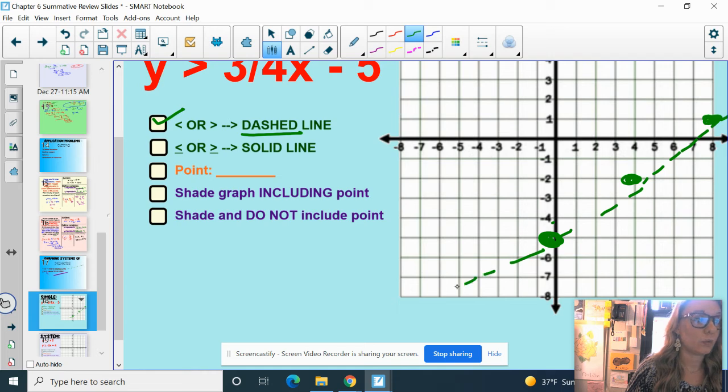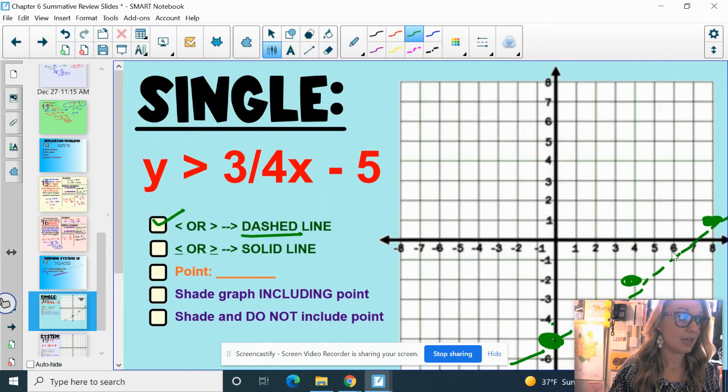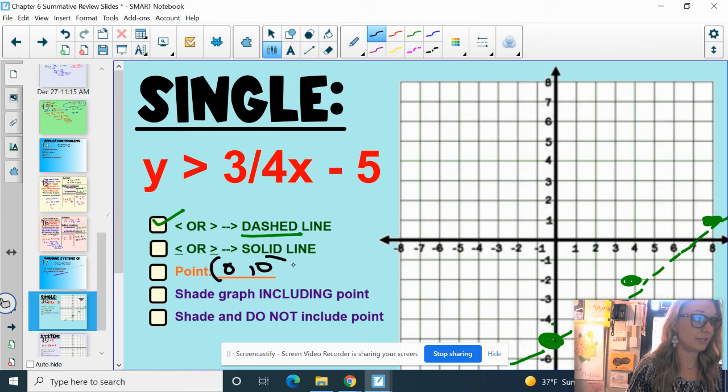And to figure out where you're going to shade, whether it's up here in this region or down here, we've got to test a coordinate pair that's not on the line. Guess what? The magic coordinate pair is going to be (0, 0), because it's not on the line, that's the best one to use. Okay, so I'm going to do my work over here. Now, instead of y, I'm going to plug in a 0. I've got 3/4. Instead of x, I'm going to plug in a 0, -5.